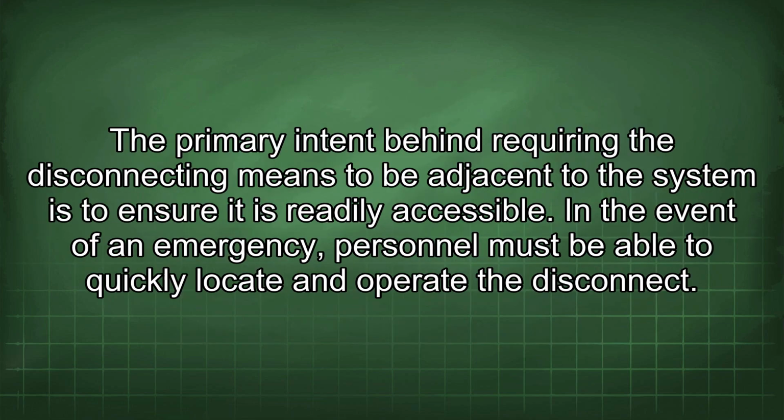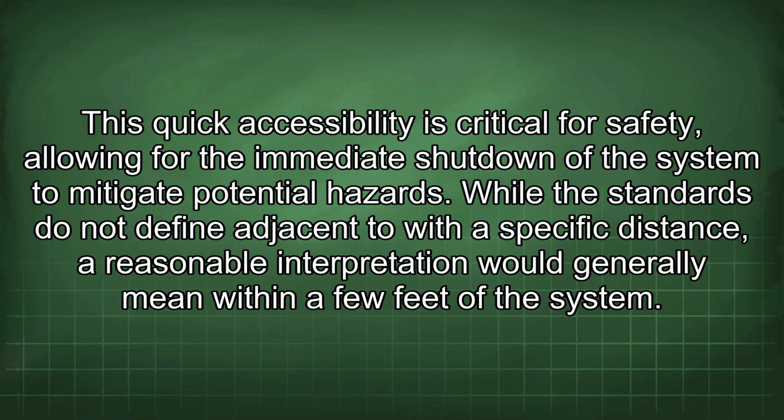The primary intent behind requiring the disconnecting means to be adjacent to the system is to ensure it is readily accessible. In the event of an emergency, personnel must be able to quickly locate and operate the disconnect. This quick accessibility is critical for safety, allowing for the immediate shutdown of the system to mitigate potential hazards.